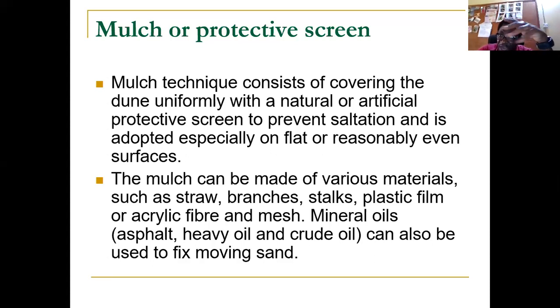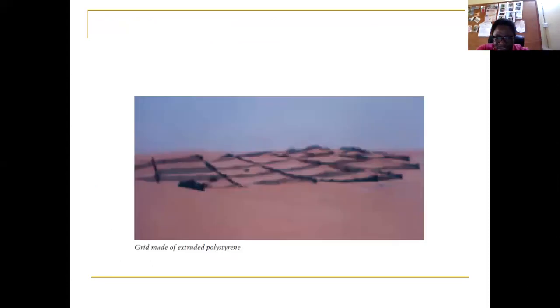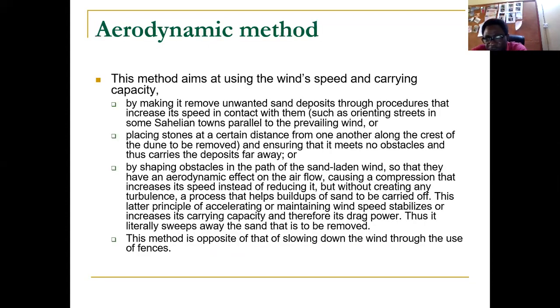Sometimes in some places where they have a lot of crude oil, they can even use crude oil, asphalt, or heavy oil to hold the sand and keep it from moving. This is not very clear, but they also use polystyrene, which is a plastic like nylon, to form grids to hold down the sand. So it's like a mulch. I hope you know what a mulch is.